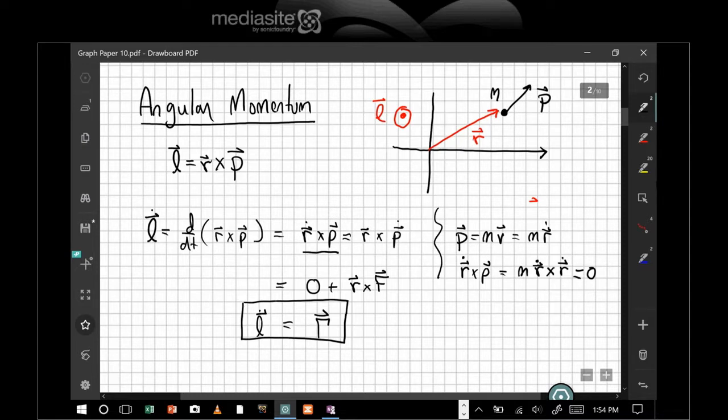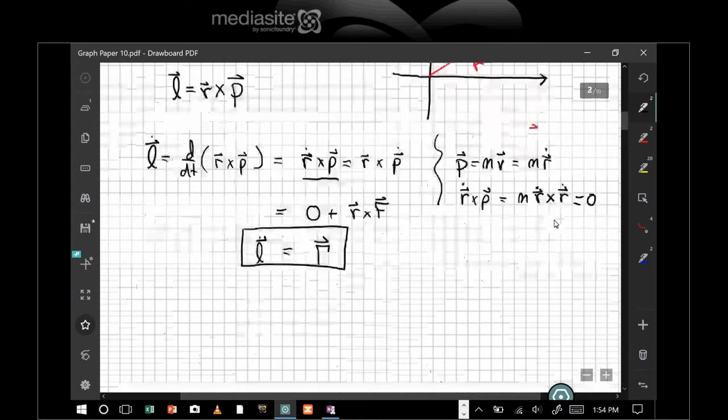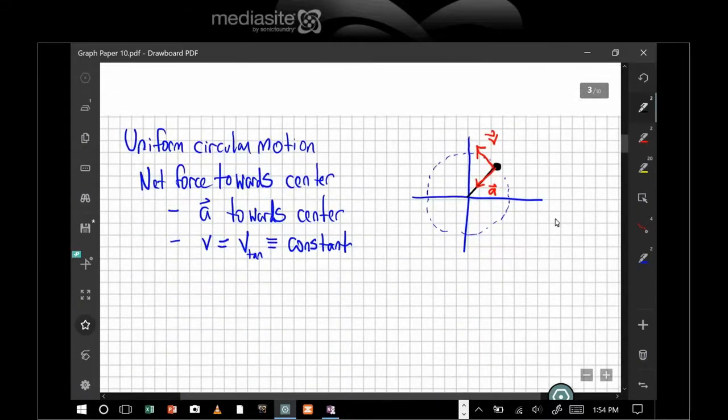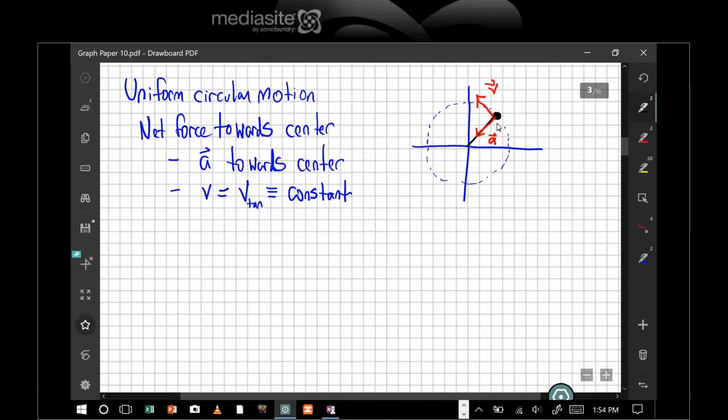Now, let me give one example before I go to a system of particles. One good example is that of uniform circular motion. The way to define uniform circular motion is that I have a particle, and it experiences what's called a central force. A central force is a force that pulls the particle towards the center, or the origin in a specific case.